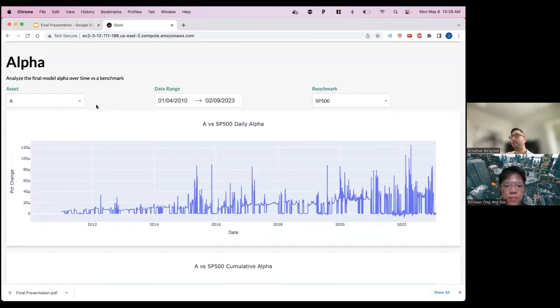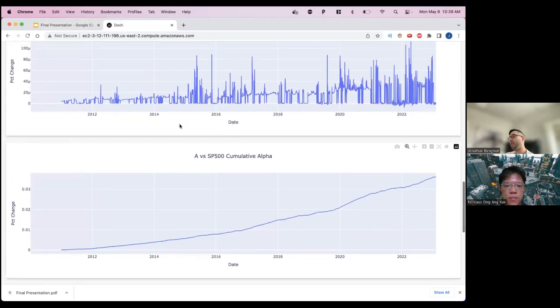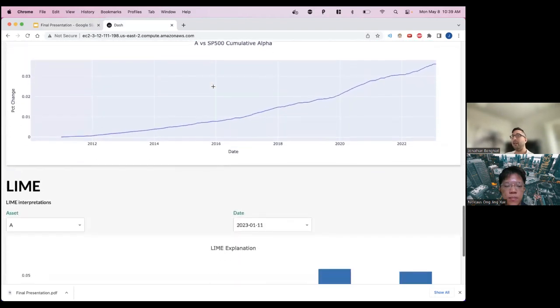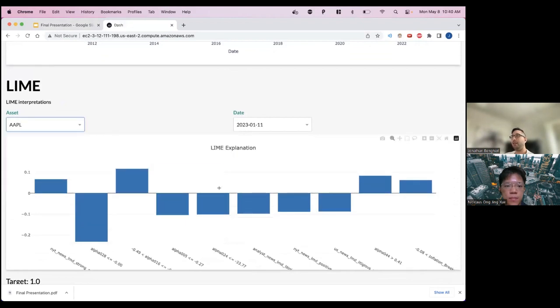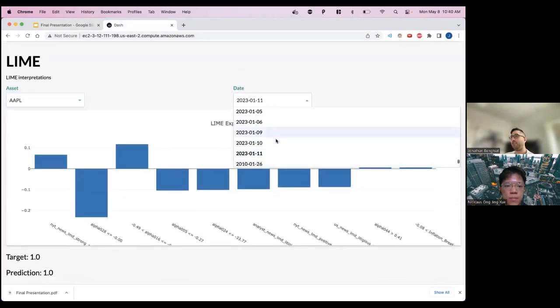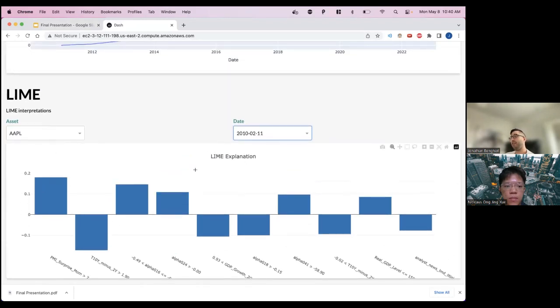Then we have alpha, right? So this is the daily alpha over the benchmark, and you can select your benchmark, your date range, and the asset, as well as the cumulative alpha, so how that accrues over time, basically, with the same filtering capabilities. Lastly, we have the Lime explanations, where you can filter by an asset and a date and kind of understand what's happening. So I'll show you that right now. You can see that it's responsive. If I choose a different date or something, let's go here. And then you can see at the bottom, we show you what we predicted and what the actual target variable was. So in this case, we had a correct prediction, and here's what drove that success.